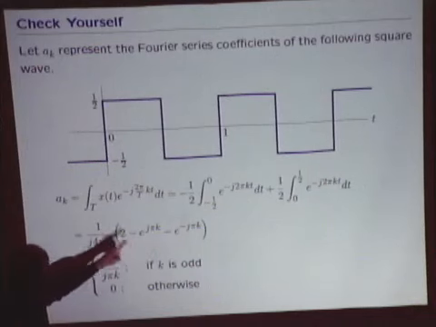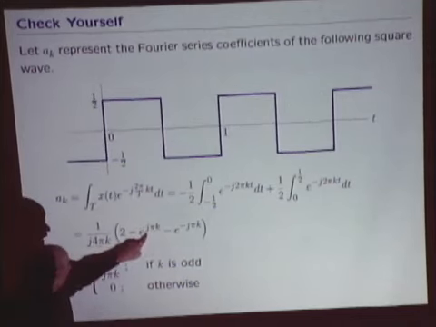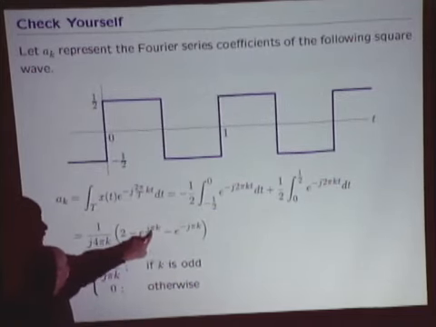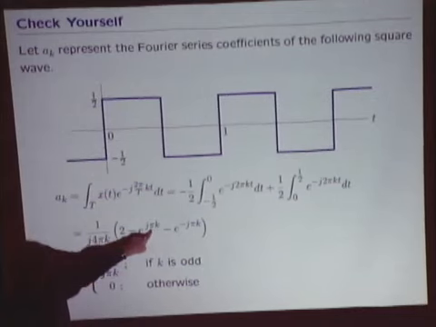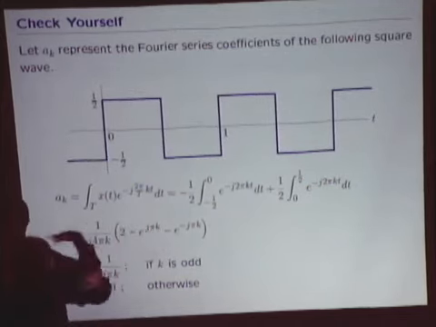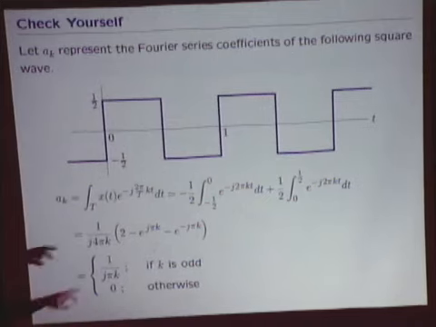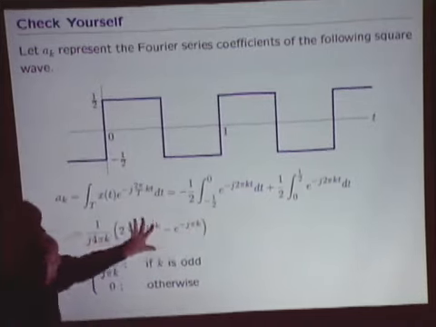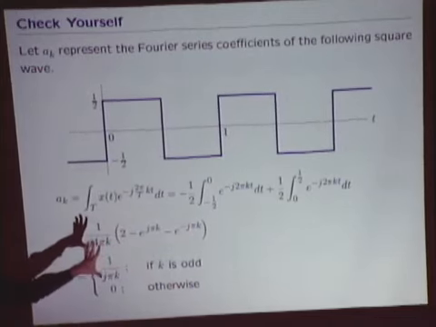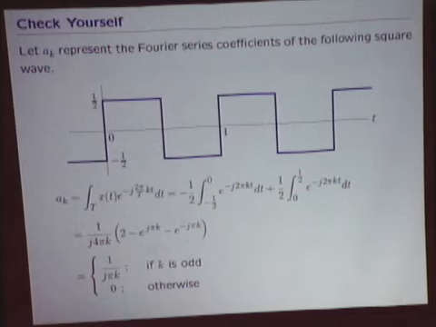So if you choose k to be even, then I've got an integer multiple of 2 pi. E to the integer multiple of 2 pi flips around to 1, as does the minus 1. That kills this stuff. Okay? So that's where the k even and k odd comes from.